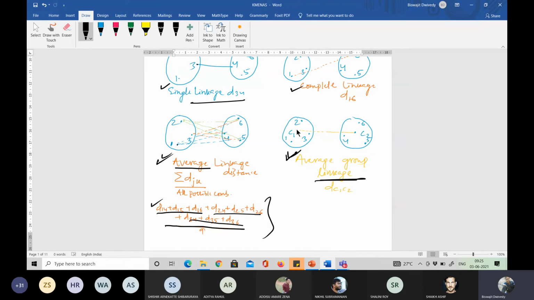Okay, suppose here 3 points are there, C1 is the centroid of point 1, 2 and 3. So this is the centroid of these 3 points. Similarly, C2 is the centroid of points 4, 5 and 6. Okay, and whatever distance I am calculating, that is called your average group linkage distance.